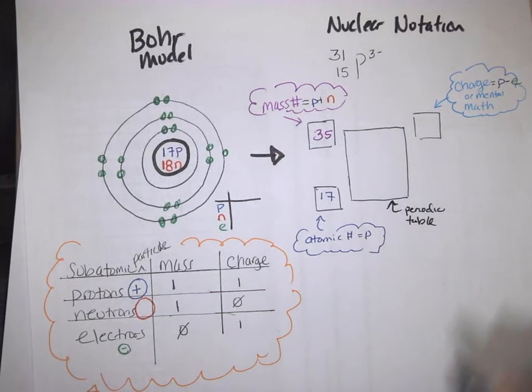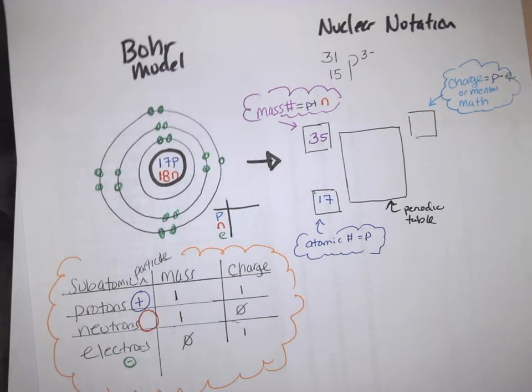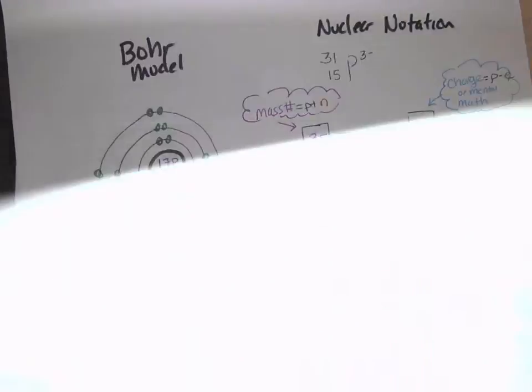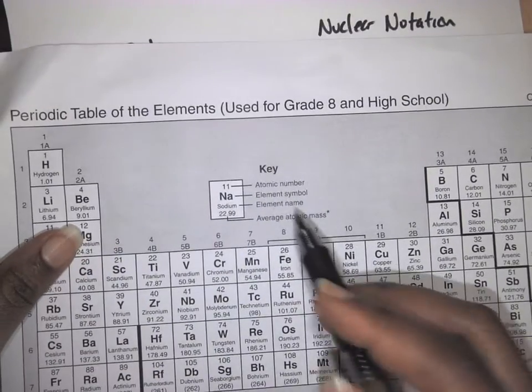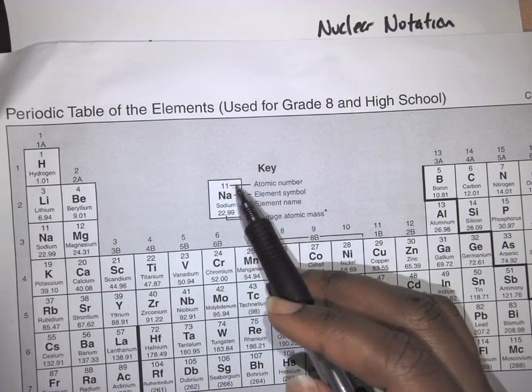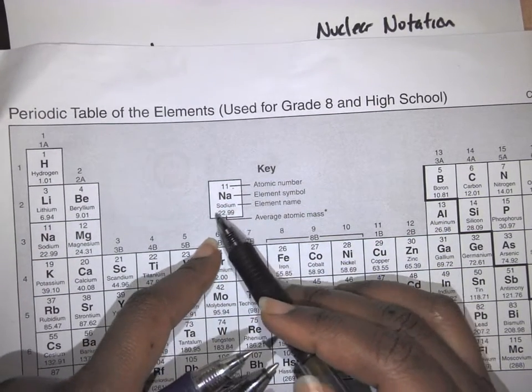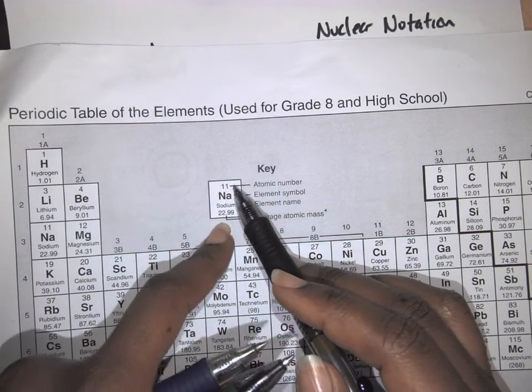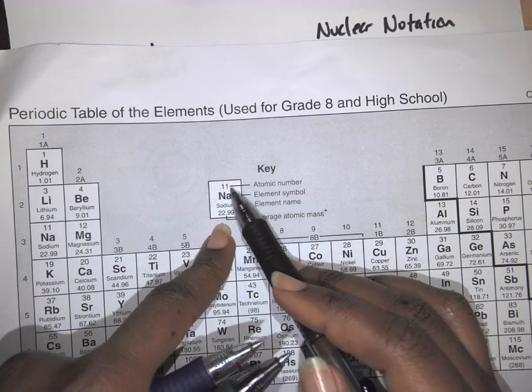Now remember on the periodic table, and I'm just going to grab my periodic table here. Each element has an atomic number, and in this periodic table, it's written at the top. The atomic number is the whole number. The decimal number is what's called the average atomic mass, which you'll learn about later. But for right now, we're going to focus on the atomic number.